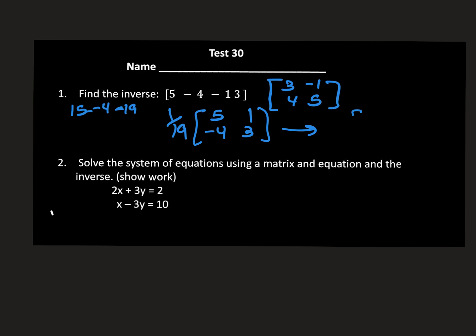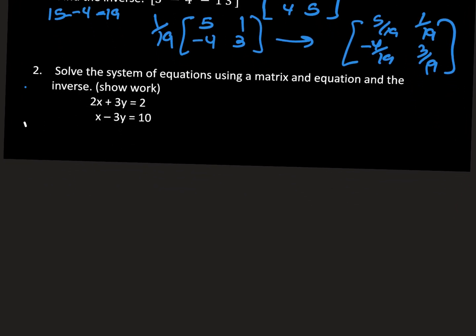Except you probably should distribute that 1/19, make it 5/19, 1/19, -4/19, and 3/19. And there you have it. There's your inverse right there. Just remember that big gesture we did. That's the deal. Number 2, solve the system, and you guys show your work here, using the matrix equation.